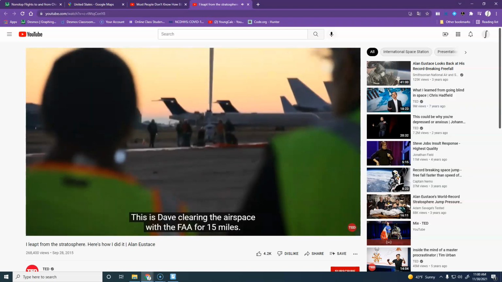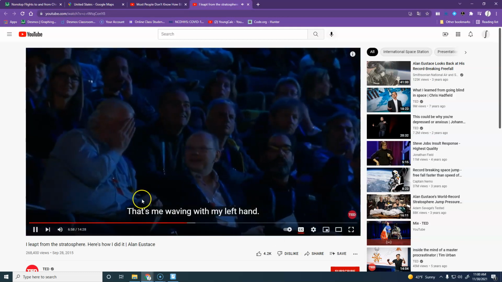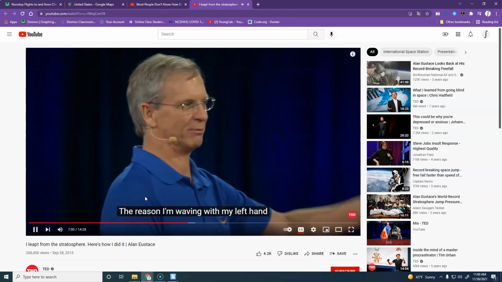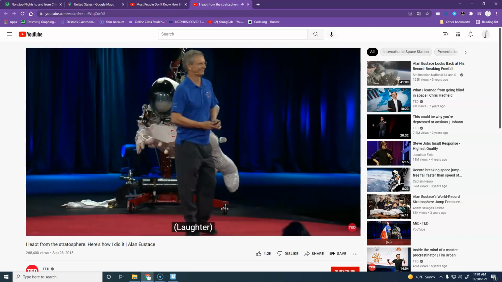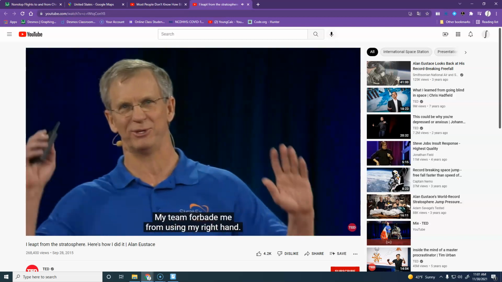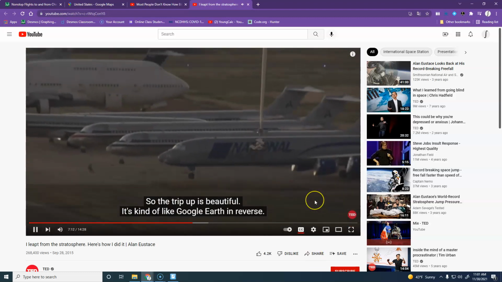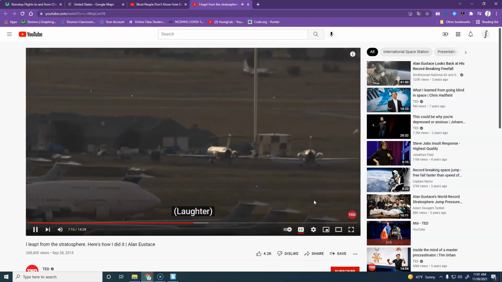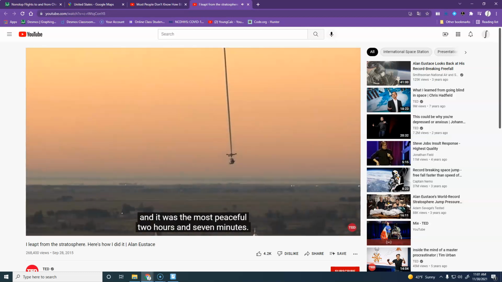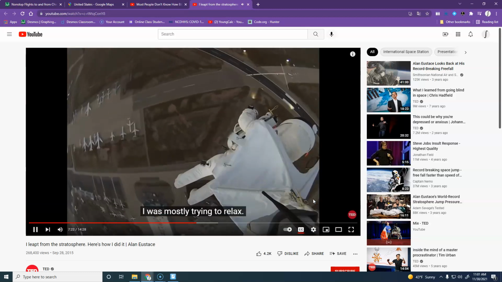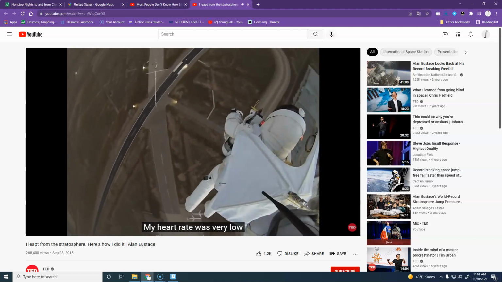This is Dave clearing the airspace with the FAA for 15 months. That's me waving with my left hand. The reason I'm waving with my left hand is because on the right hand is the emergency cutaway. My team forbade me from using my right hand. The trip up is beautiful, kind of like Google Earth in reverse. It took 2 hours and 7 minutes to go up, and it was the most peaceful 2 hours and 7 minutes. I was mostly trying to relax. My heart rate was very low.